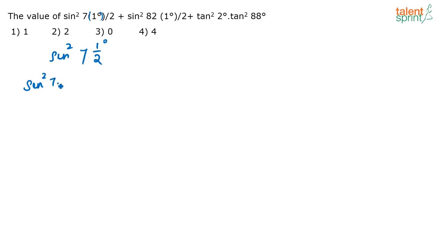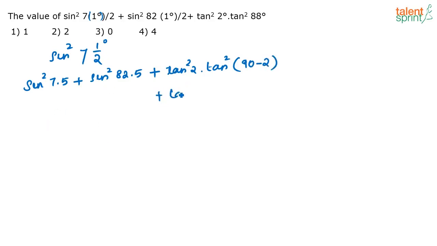Okay, so that is nothing but sine squared 7.5 plus sine squared 82 1 by 2, which is nothing but 82.5 degrees, plus tan squared 2 into tan squared 88. Again, what is tan squared 88? Tan squared 88 is nothing but tan squared of 90 minus 2, so that is equal to plus tan squared 2 into cot squared 2. Yes, tan squared of 90 minus 2 is cot squared 2.